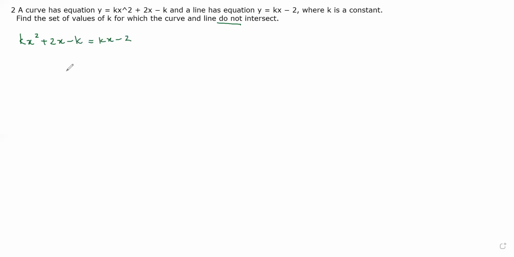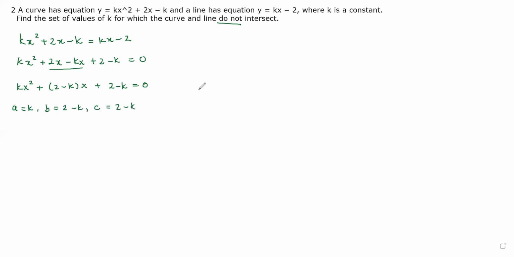Now we move everything over to the left side. kx squared plus 2x. kx, when it is moved to the left, becomes negative kx. And when we move 2 to the left, we have positive 2 minus k equals 0. We can group these two together so that kx squared plus (2 minus k)x plus (2 minus k) equals 0. From this quadratic equation, a is k, b is 2 minus k, and c is 2 minus k.